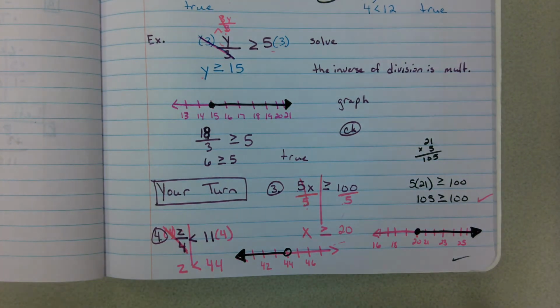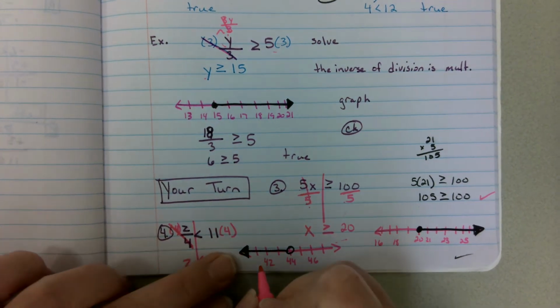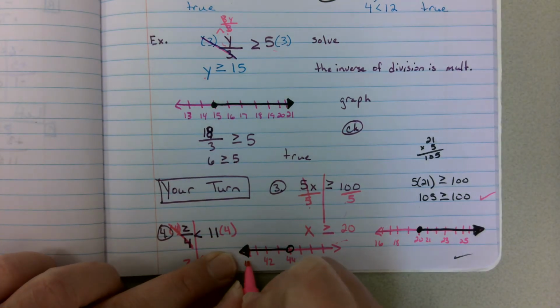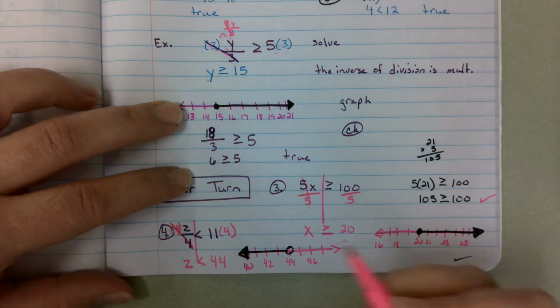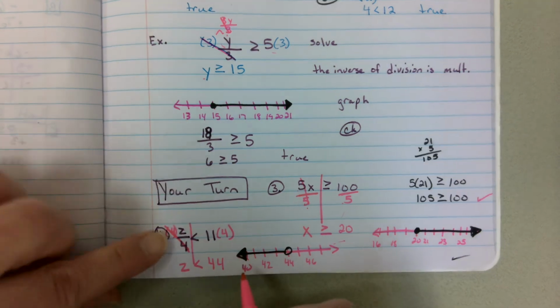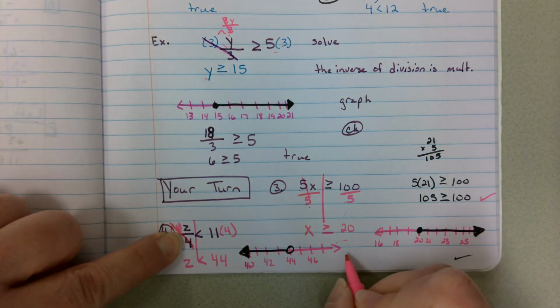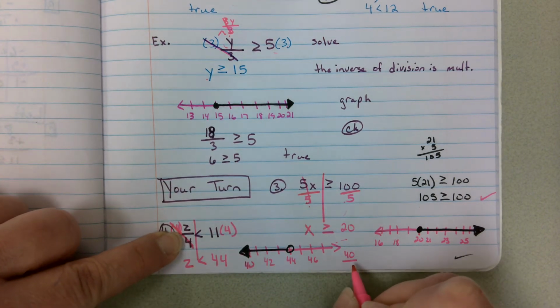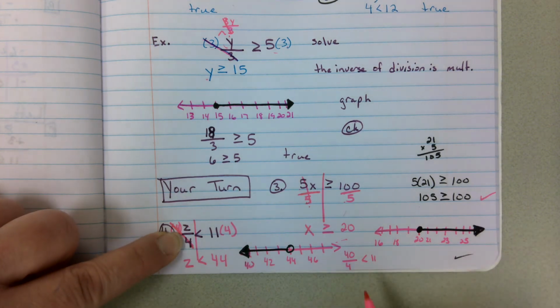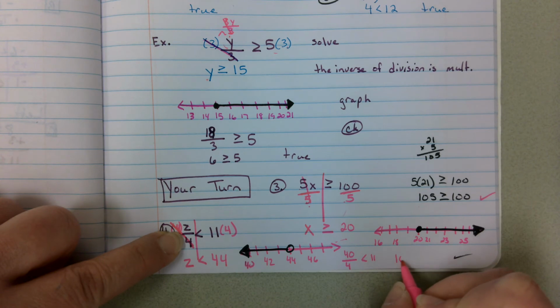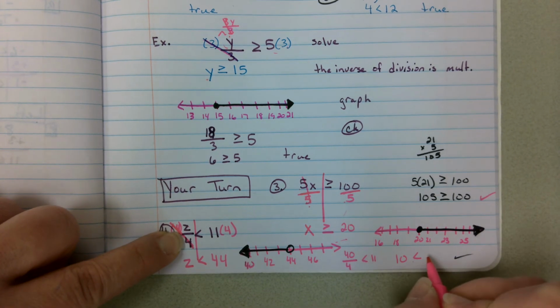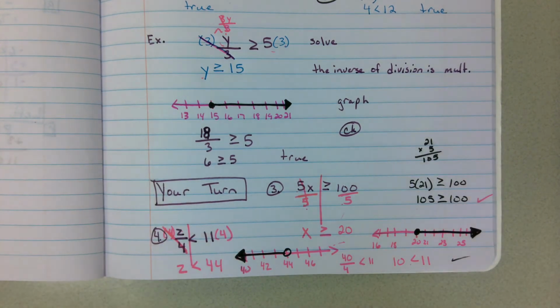So let's choose 40, would be right here. We're gonna choose 40 because I want a nice number here. Input 40 for z. 40 divided by 4 is less than 11. Well, 40 divided by 4 is 10, and 10 is less than 11, so that is true.